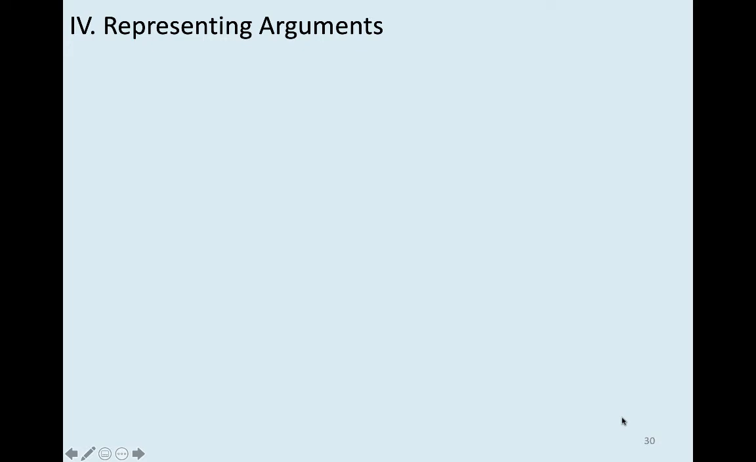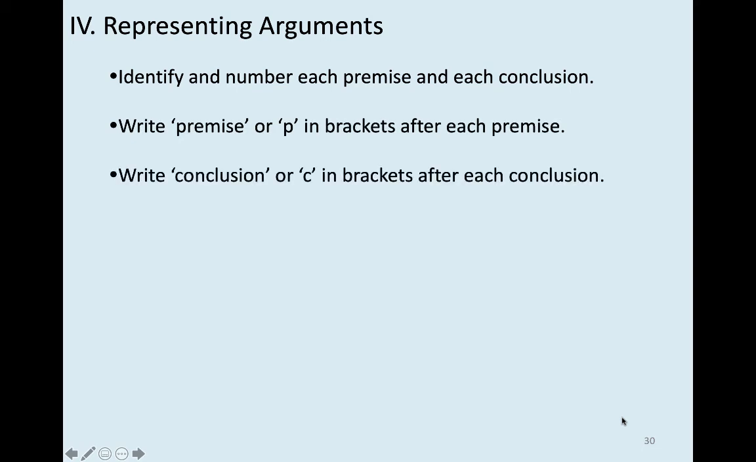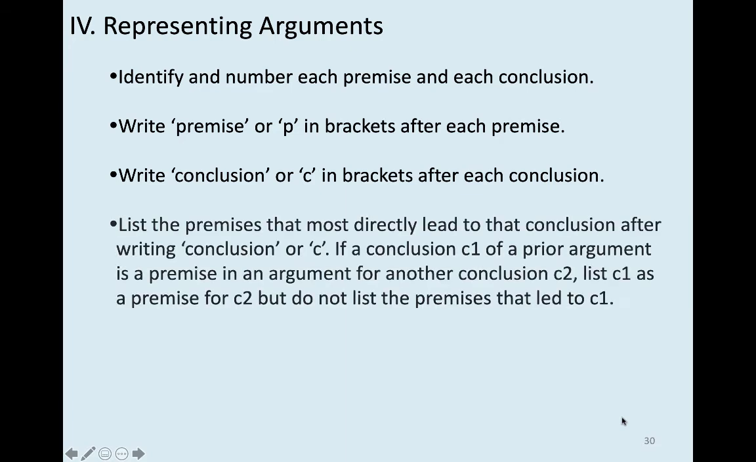Okay, so how do we represent deductive arguments? Well, I mentioned this in a previous segment, but I'll just say it again. We identify and number each premise and each conclusion. We write P or premise in the brackets after each premise, and we write C or conclusion in the brackets after each conclusion. We list the premises that most directly lead to a conclusion after writing the word conclusion. So if we have an argument with three premises and one conclusion, and those three premises together yield that one conclusion, after we write the word conclusion, we write from premises 1 through 3. So you list the premises that most directly lead to the conclusion after writing conclusion.